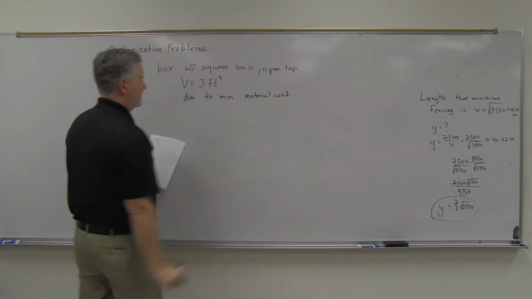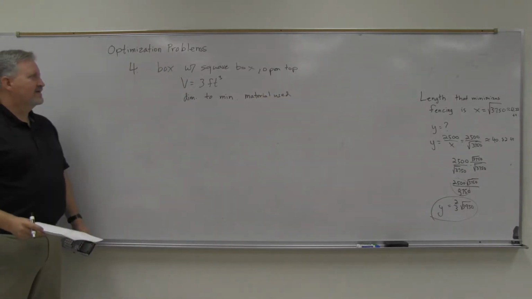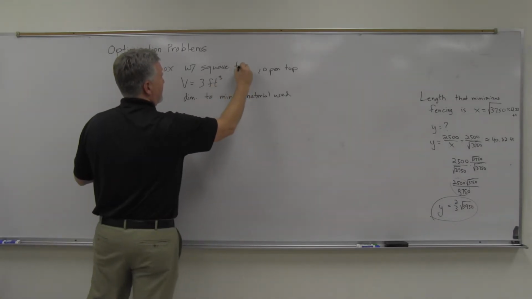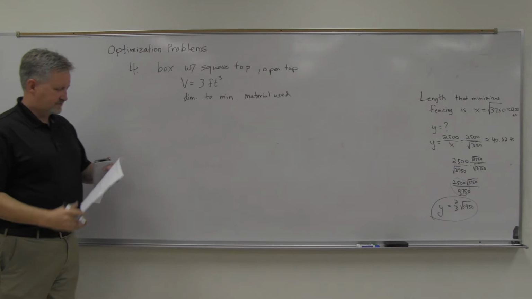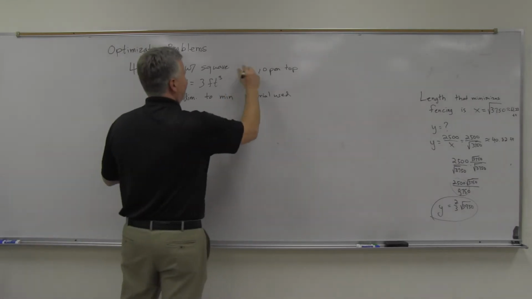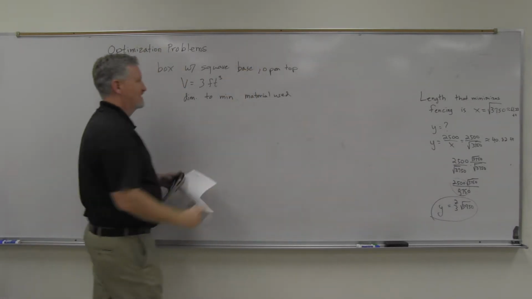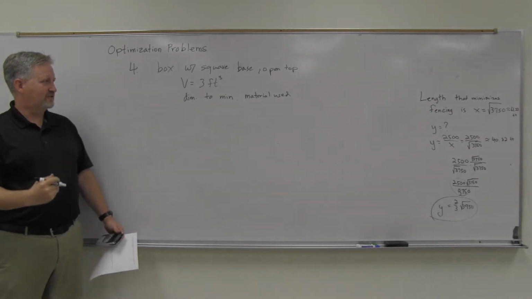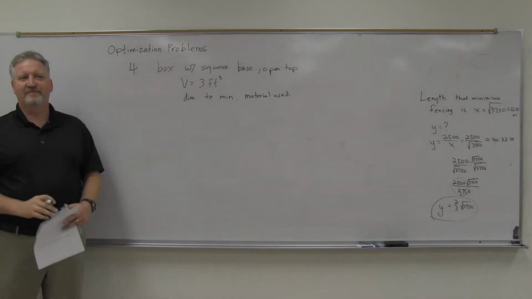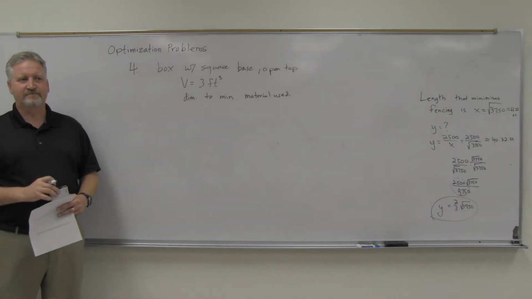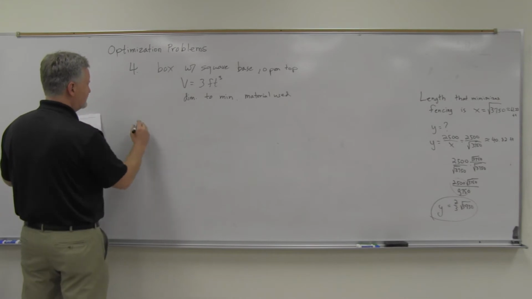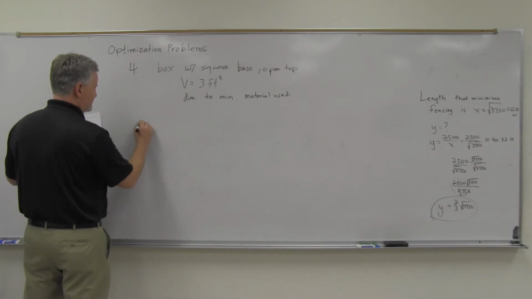So summary. We've got a box with square bottom, a square base. Box with square base, open top, volume 3 feet cubed. What are the dimensions that minimize the material? So minimize the material. Well, let's test our little drawing skills here.